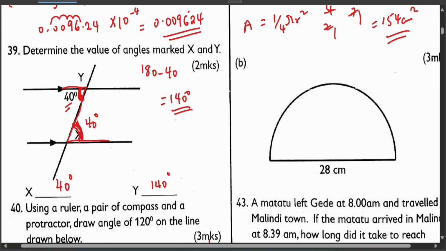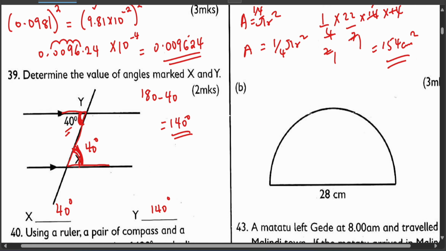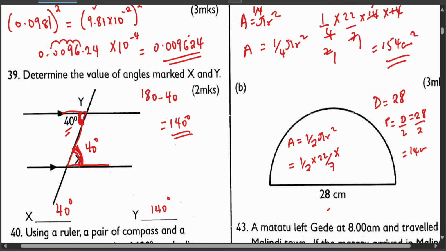For this one, this is a semicircle. So the area of a semicircle is given by a half pi r squared. So a half times 22/7 times r squared. Now this is your diameter. Our radius is diameter over 2, which is 28 divided by 2, which should be 14 centimeters. So times 14 times 14, by 7 1, again by 7 2, by 2 1, by 2 1.